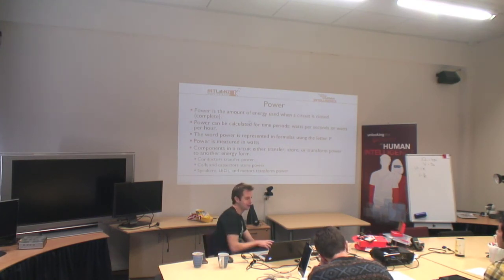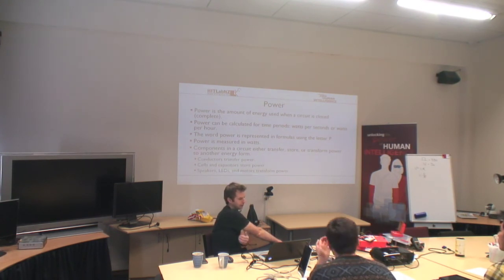So power is something different from voltage and current and resistance again. Power is the amount of energy used when a circuit is closed. Power is calculated for time periods, watts per second, watts per hour. So this is what you're paying for from your electric company. You're not actually paying for the amount of voltage they provide, because in New Zealand they should be 230 or 240 volts. You're not paying for the amount of current. You're actually paying for how much power you're using.